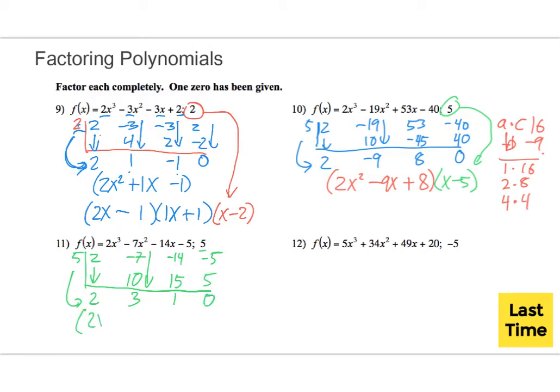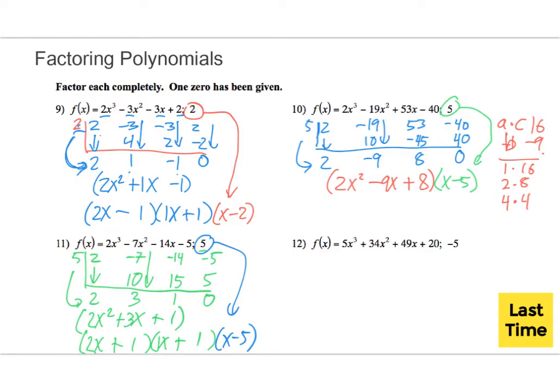So we're left with 2x squared plus 3x plus 1. Okay, this one is factorable. This is going to be 2x and 1x and +1 and +1. The last thing we need to do is to bring this 5 down as a factor to get x minus 5.